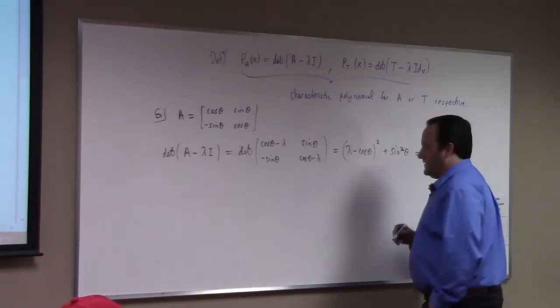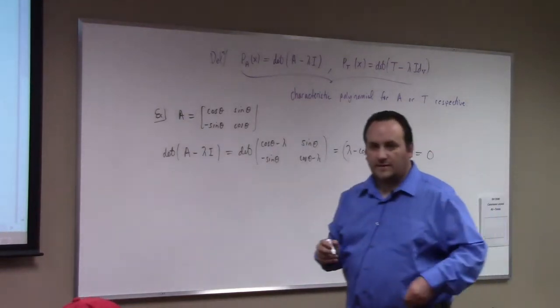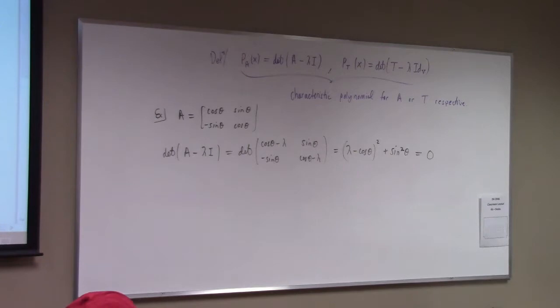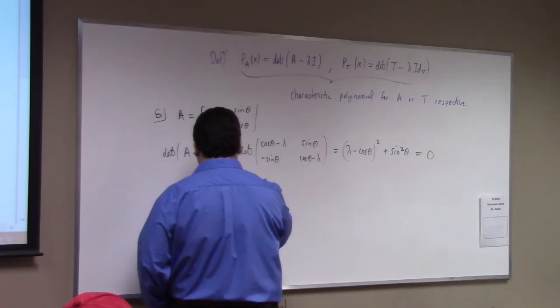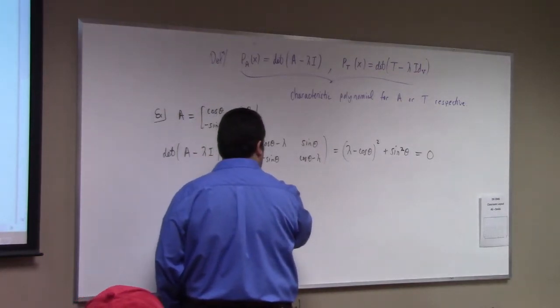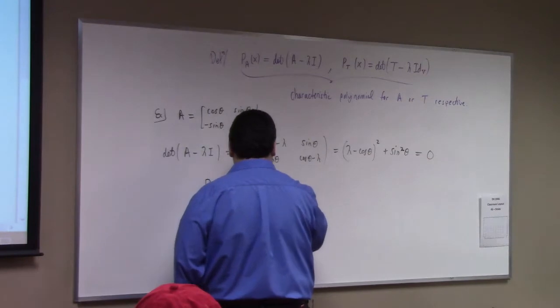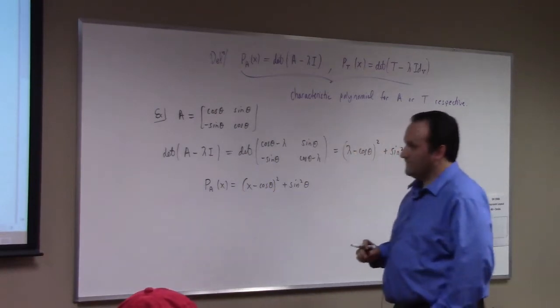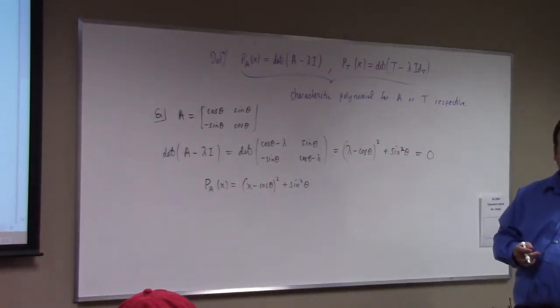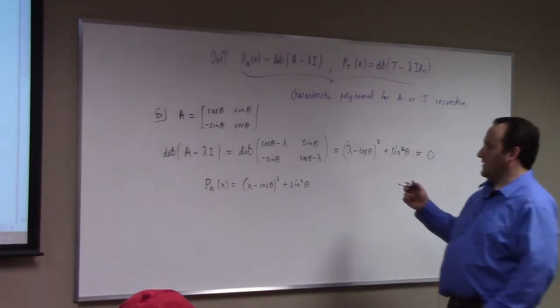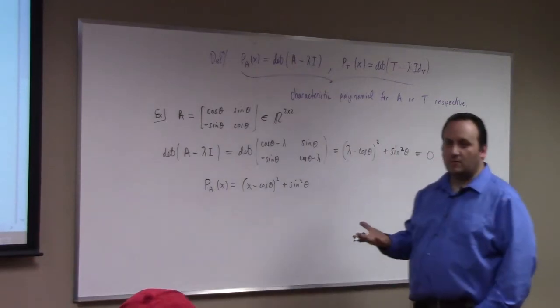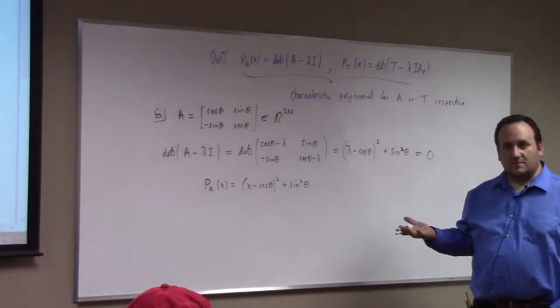So this equal to 0 would be the characteristic equation. The characteristic polynomial here would be, let's see, if I leave theta as a variable, PA of x would be x minus cosine theta quantity squared plus sine squared theta. So does this have a solution? If we're thinking about this being a 2 by 2 real matrix, the answer is no. There is no solution to this.